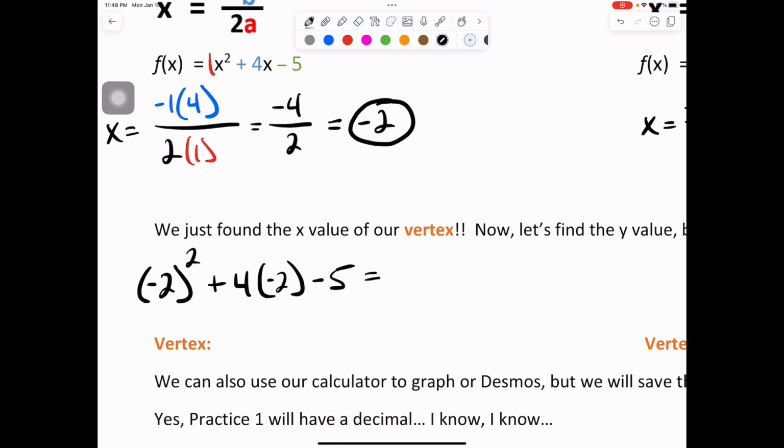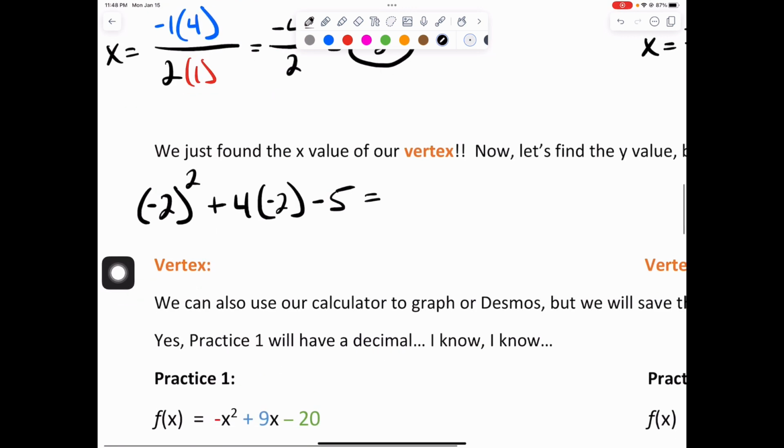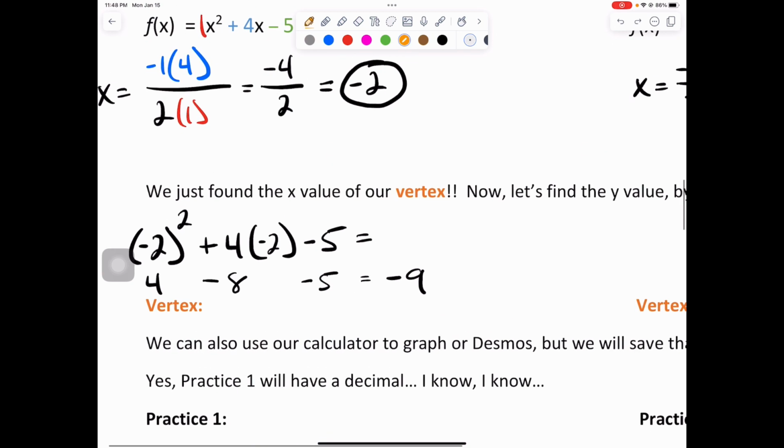All right, we will simply put that into our calculator. Now, because of the parentheses, when you do put this into your calculator, it will give you a +4 here. All right, so -2 squared is 4. Then if we do 4 times -2, we get -8. -5 equals, well, 4 minus 8 is -4. All right, minus another 5 is -9. So our vertex now, actually, let me put that in orange, is -2, -9.